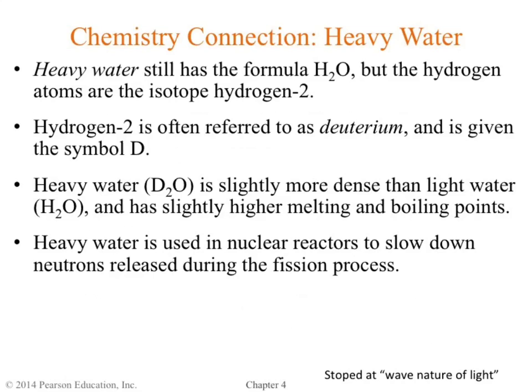It's called heavy water because it's got a heavier mass. So it does change some of the properties of water. They do use it apparently in nuclear reactors, to slow down neutrons being released during the fission process. I don't know. So, any questions on that? Just kind of a neat, pseudo-neat application to this.